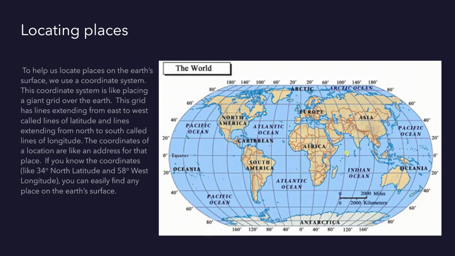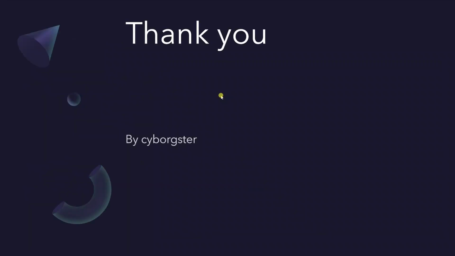To the left is known as the west. So 58 degrees west longitude. You can easily find any place on the Earth's surface. Children, you can use coordinates to locate any place accurately.